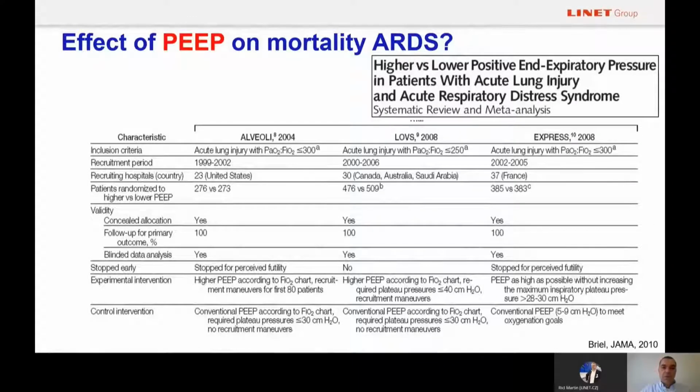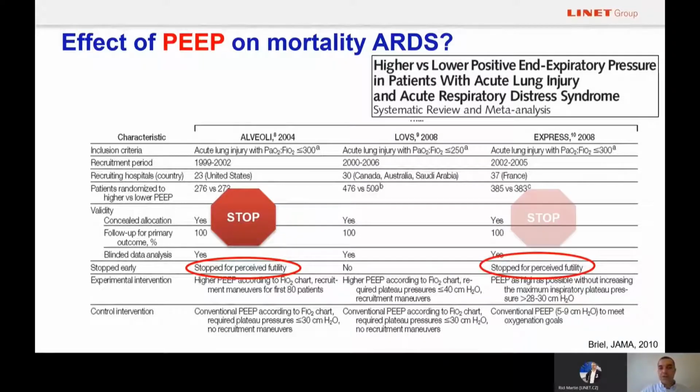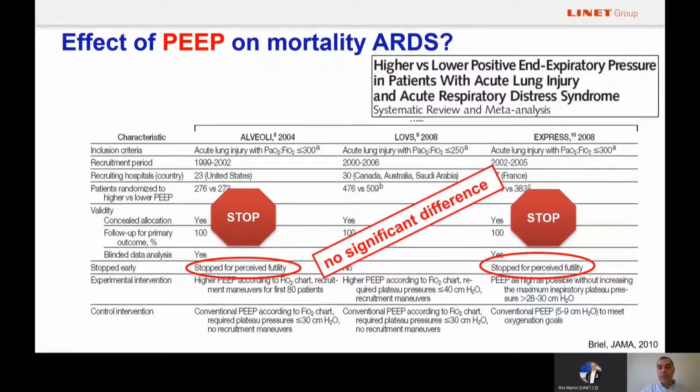Effect of PEEP on mortality in ARDS patients. Not a single one of these studies showed a benefit. ALVEOLI, LOVS, Express. ALVEOLI and Express were stopped before the end because of futility, and LOVS showed us no significant difference between high and low level of PEEP.